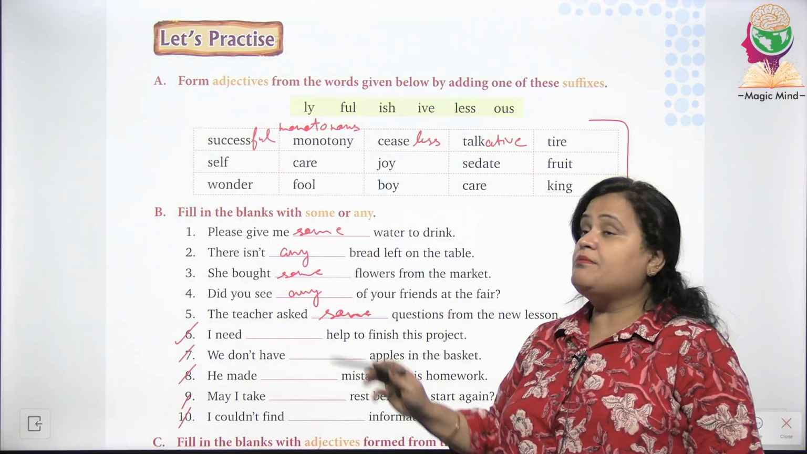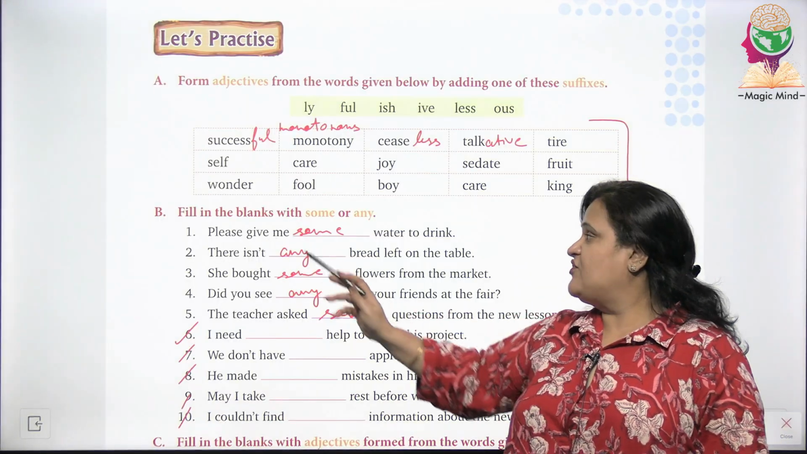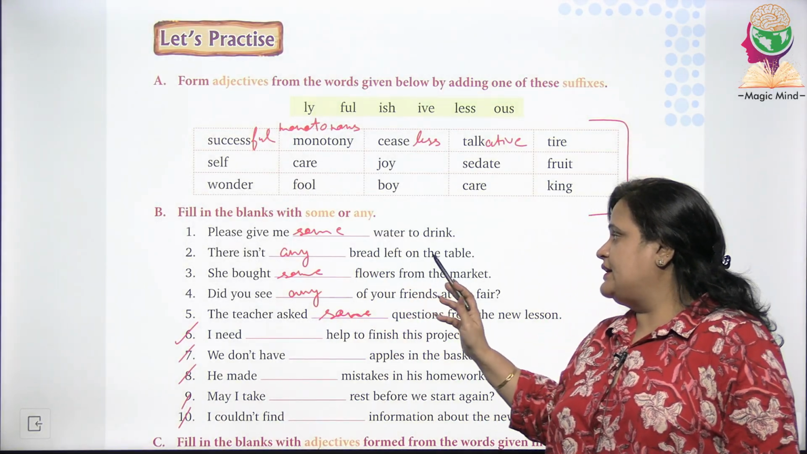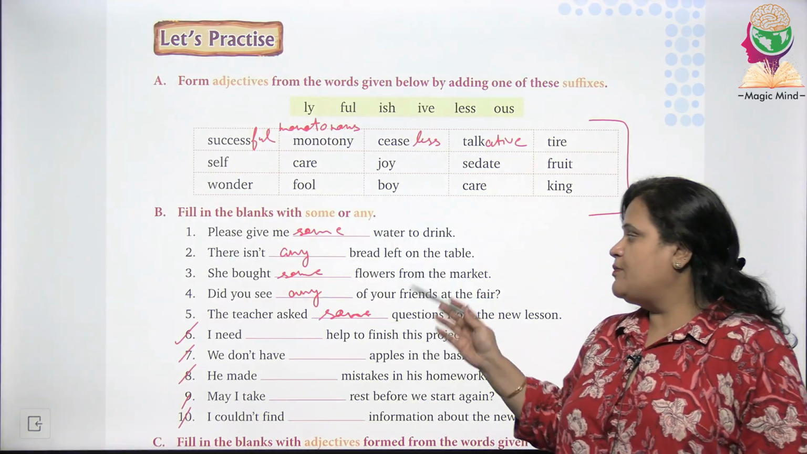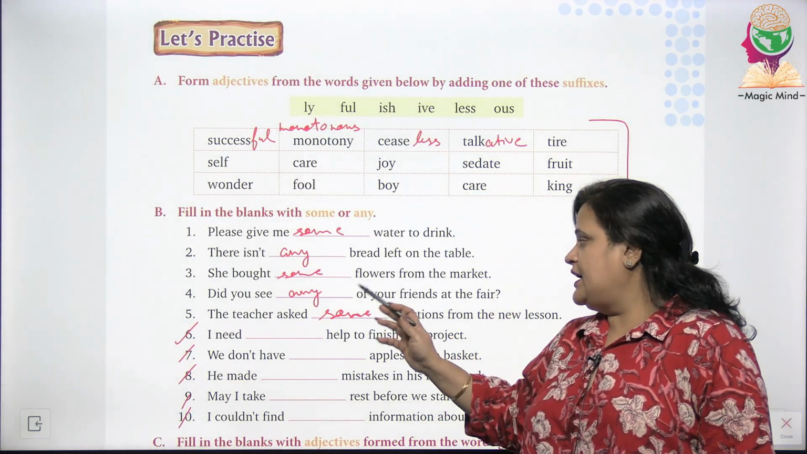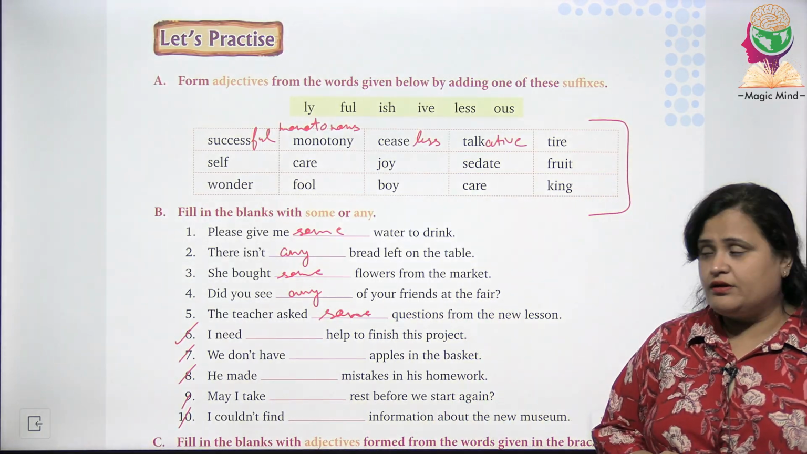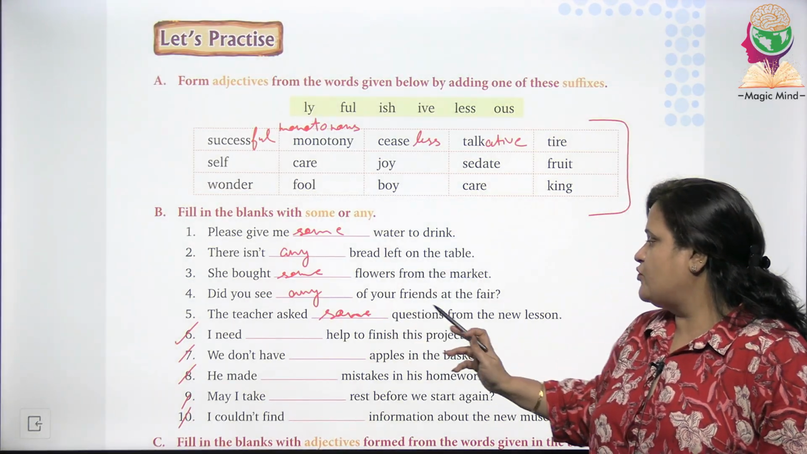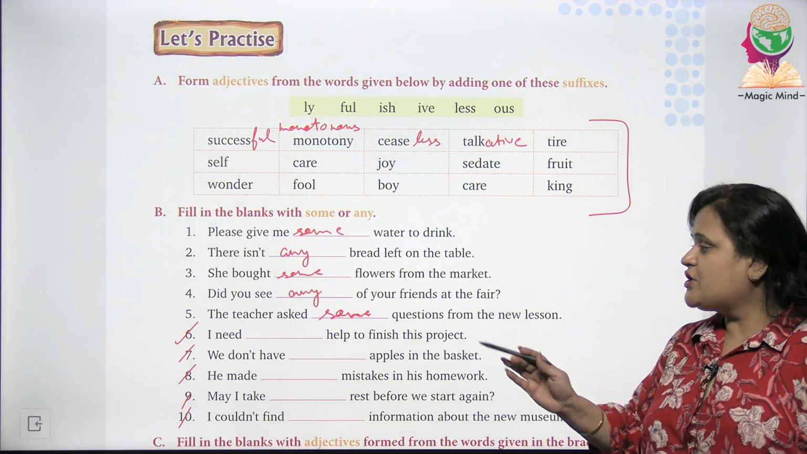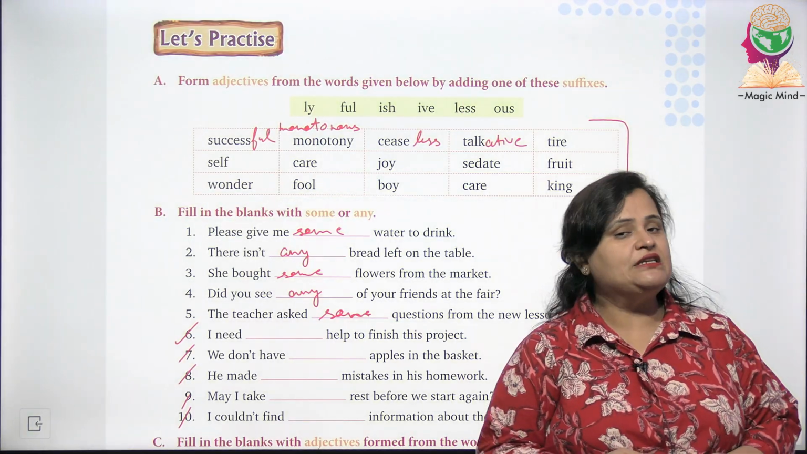Fill in the blanks with some or any. Please give me some water to drink. There isn't any bread left on the table. She bought some flowers from the market. Did you see any of your friends at the fair? The teacher asked some questions from the new lesson. Rest of the sentences you will complete yourself.